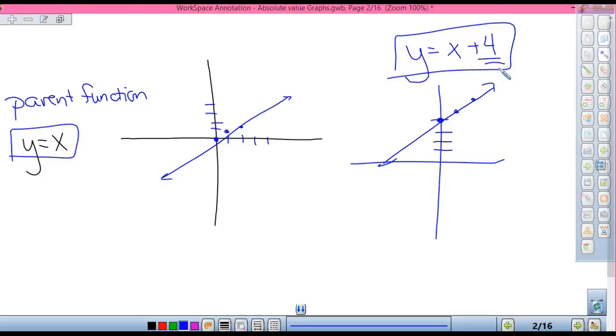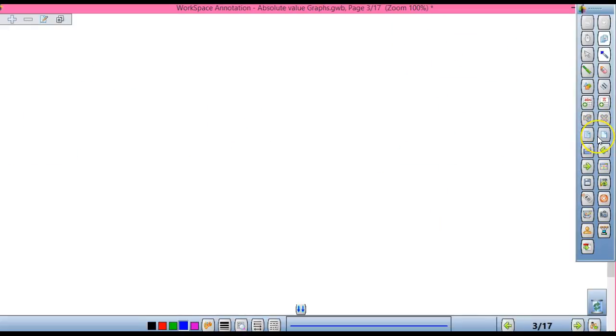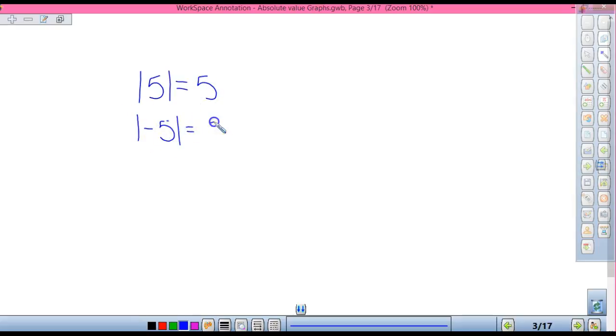Okay? So today, we're going to talk about that with absolute value. If you remember, if I have the absolute value of 5, I get 5. If I have the absolute value of negative 5, I get 5. Absolute value is a distance, remember, away from 0 on the number line. So those lines are always going to make what's inside it positive. That makes sense? Yes, no, kind of, sort of?